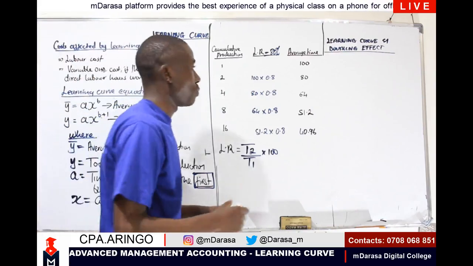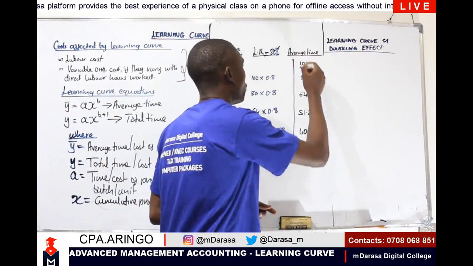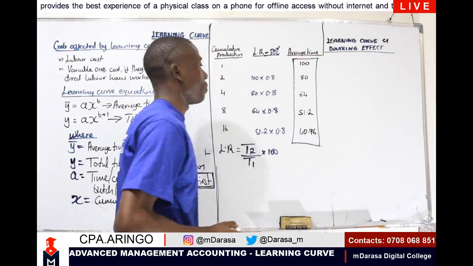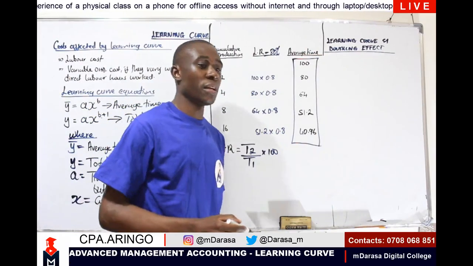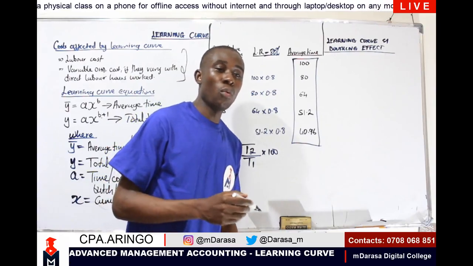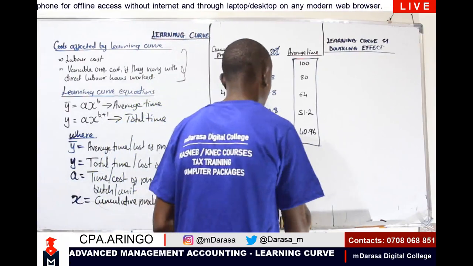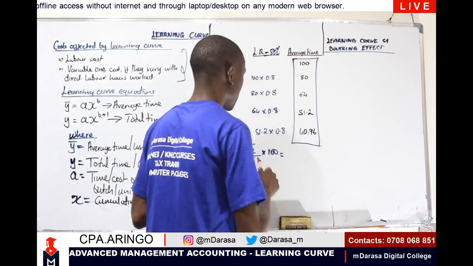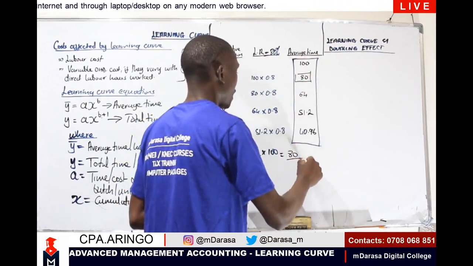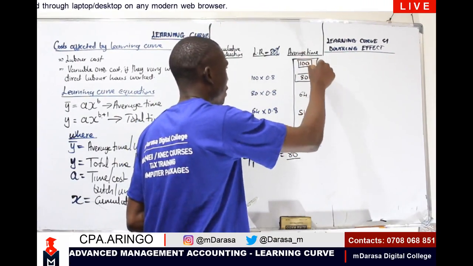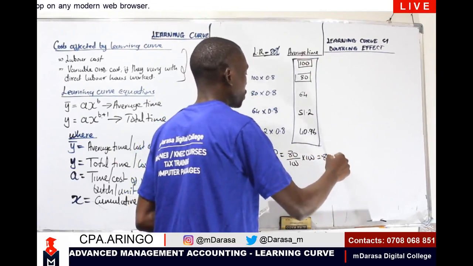Like in this event, assuming we weren't given the learning rate, but we were given our average time, how will we have obtained the learning rate? We take our T2, which in this case is 80, and divide by our T1, which in this case is 100. Then you multiply by 100. I'm definitely sure that should give us 80%.